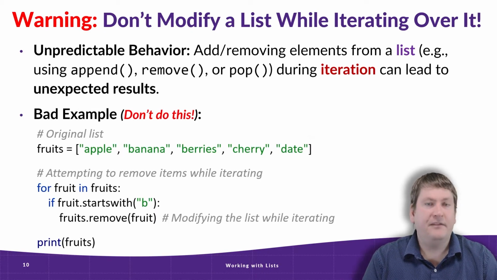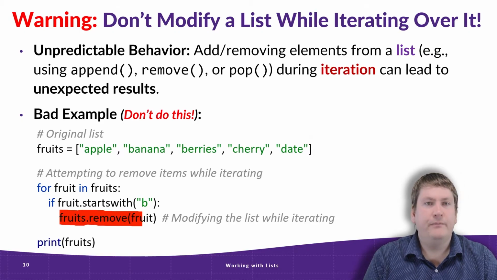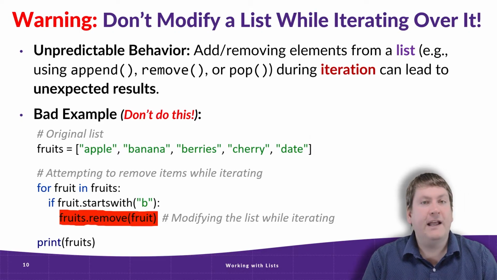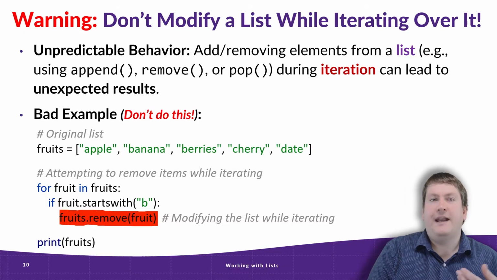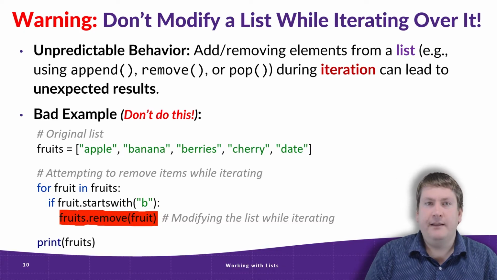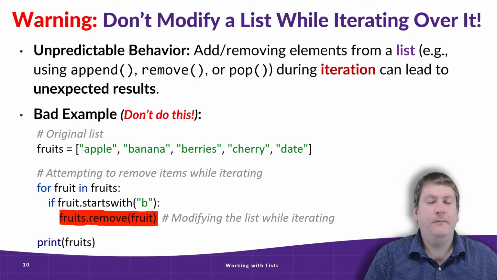So here's a bad example, something you shouldn't do. Here we have our fruit list again, except we've added a few new fruits. We have apples, bananas, berries, cherries, and dates. And we have code here that seems like it should remove any fruit that starts with the letter B. But the issue is that we're removing an element from a list while we're currently iterating over it. And that's going to cause some undefined behavior, because we don't really know what's going to happen. If we remove banana in the list, are we going to go to berries, or are we going to jump to cherries? Is it going to cause an error? We don't really know. So it's best to avoid this.